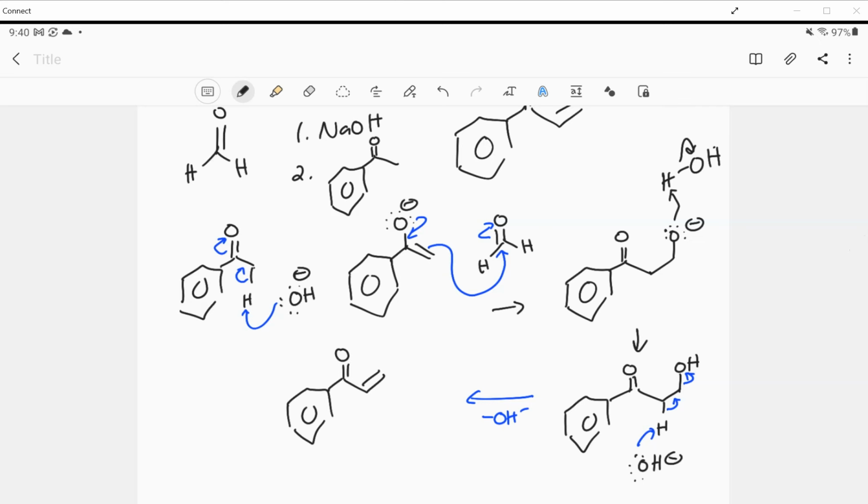Alright, so step 1, NaOH. Step 2, our ketone, and then step 3 would be heating it up. And that'll get rid of our hydroxide, leaving us with the condensation product.